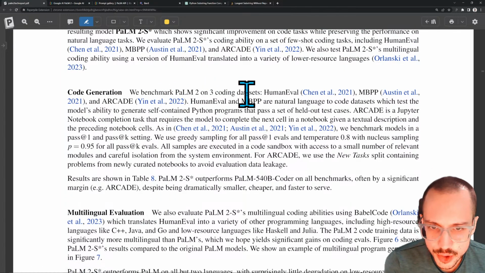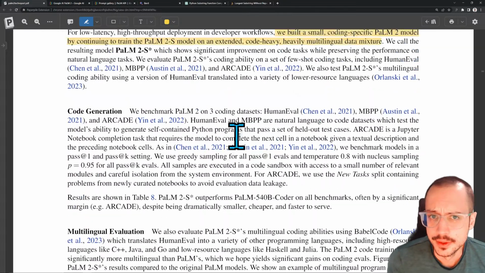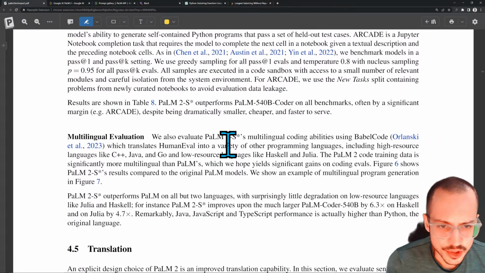We benchmark PaLM 2 on 3 coding datasets, blah, blah, blah. We also evaluate PaLM 2S.